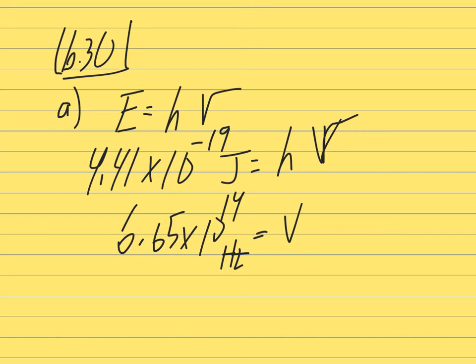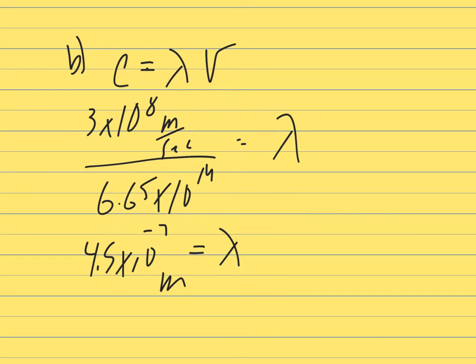This is problem 30. It has 4 parts to it, I believe. The first part just asks us to find the frequency of a light wave that possesses this much energy. I used Planck's constant and divided the energy by Planck's constant to find the frequency of the light wave. The frequency comes out to be about 6.65 times 10 to the 14th hertz.